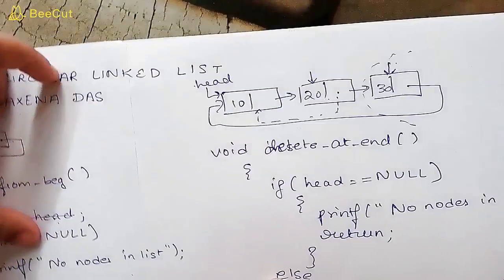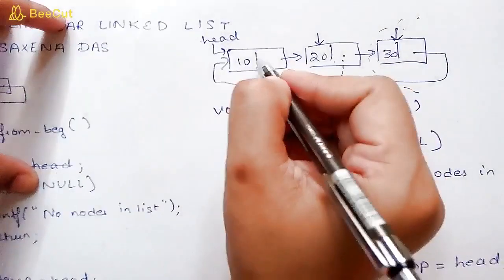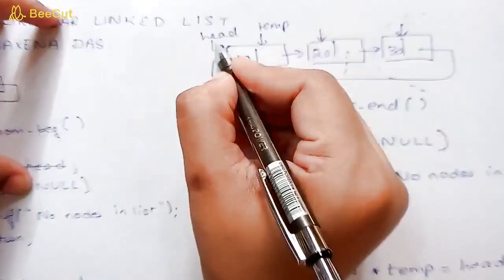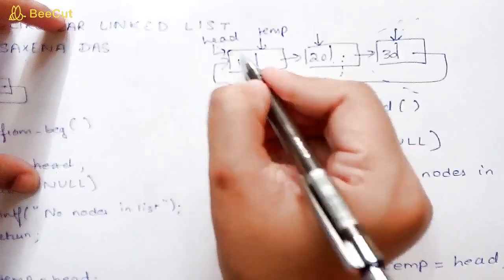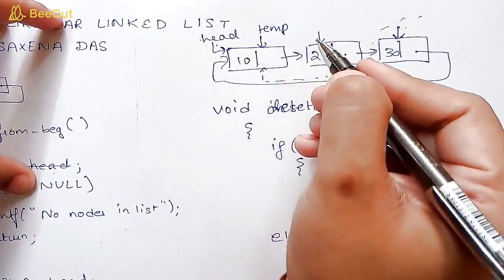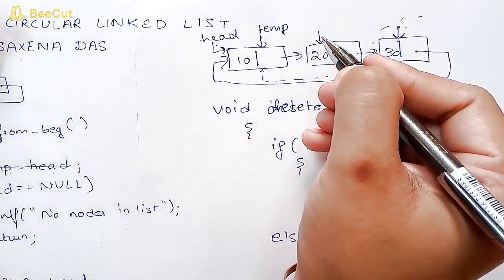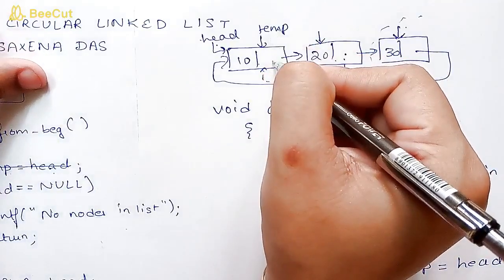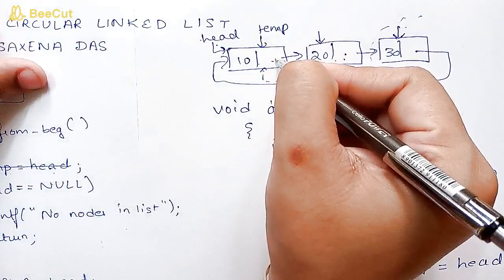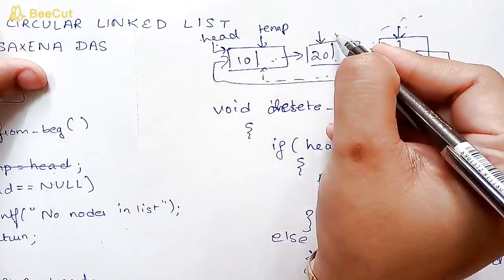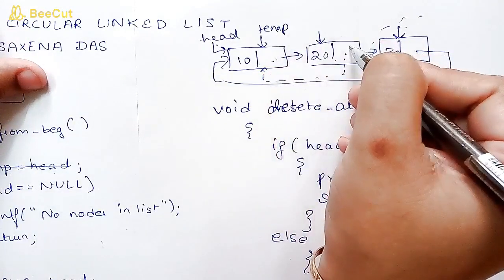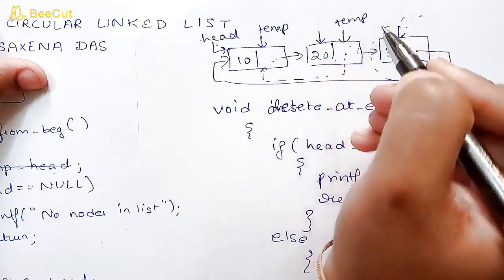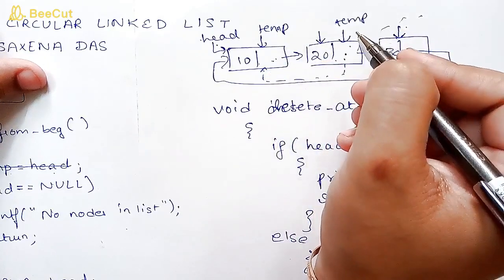Now see what I'm doing. Here you can see that I have taken one pointer temp which is equal to the head. That means it is pointing to the same node to which head is pointing. I have taken one more pointer p. I have not initialized it. Now what I'm doing, I'm checking whether temp next equals to head or not. Now temp next is not head over here. So what I'm doing, temp equals to temp next. Temp next means this node. So now temp is pointing to this node. Okay, and p equals to temp.